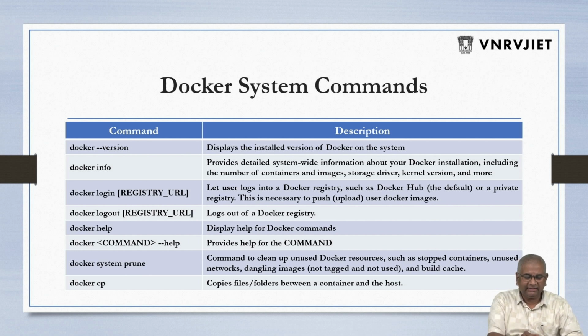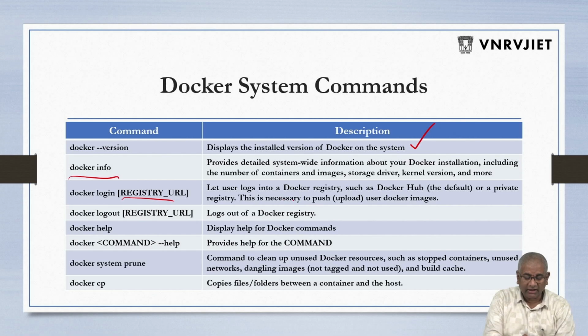For certain things, explanation is needed and I will explain. For certain things it's not needed, I will just read it out and you can understand. docker --version displays the installed version of Docker on the system. I hope this is pretty obvious. docker info provides detailed system-wide information about the Docker installation, including the number of containers, images, storage drivers, kernel version, and more. So it's complete info about the Docker installed on the machine, including the images and all that stuff.